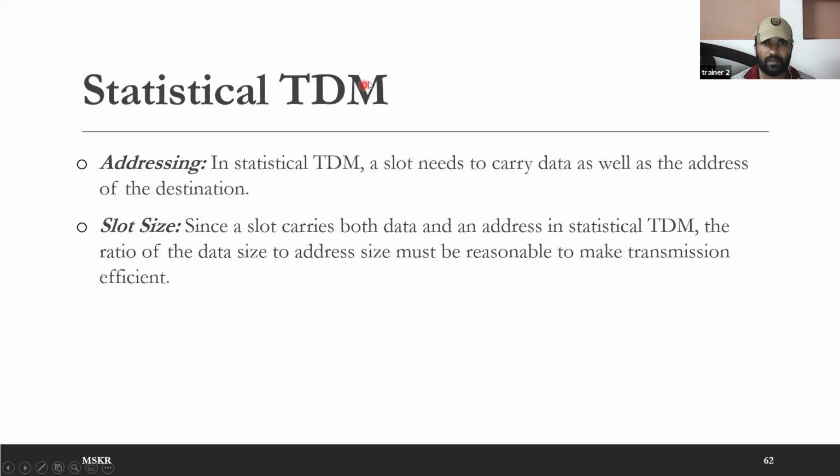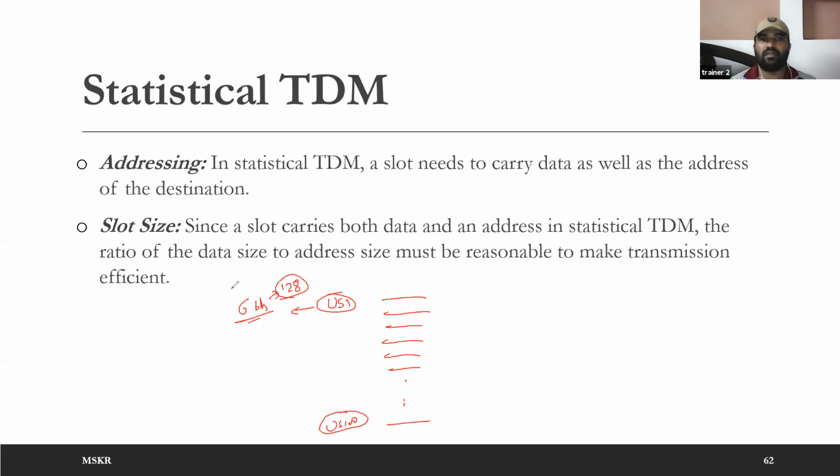Just imagine yourself. Let me draw a small diagram. There are total 100 users. Okay, user 1 to user 100. So to identify these addresses, you need at least 6 bits. Using 6 bits, you can uniquely identify 128 users, 2 power 6. Yes or no? 2 power 6, sorry, 2 power 7. So you need 7 bits. Is it right? So you need 7 bits to uniquely identify.